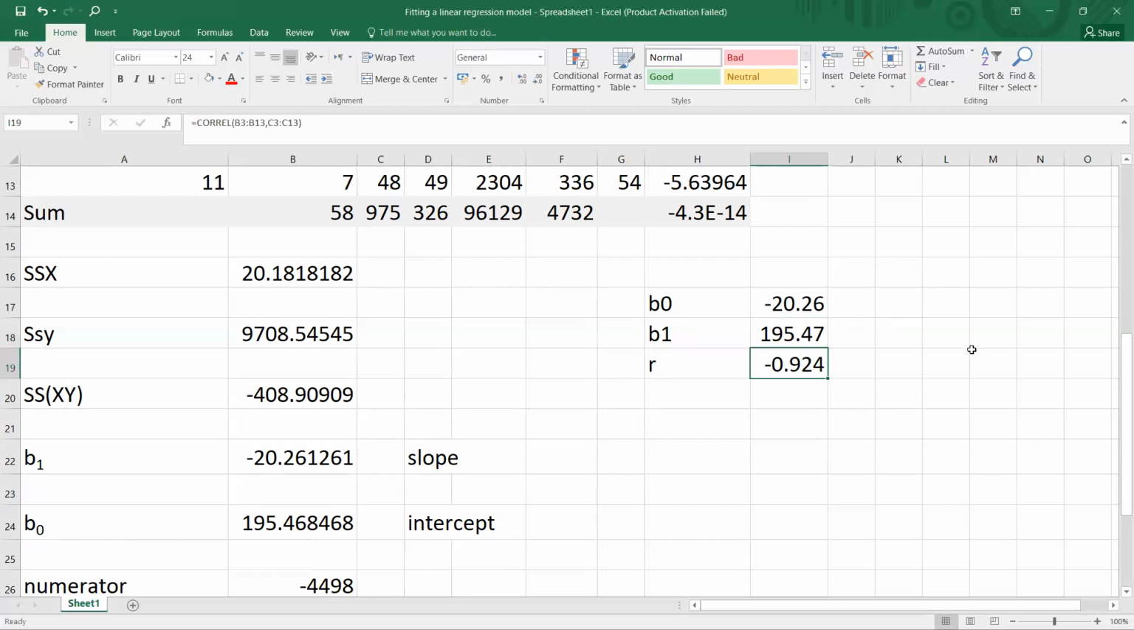And what the correlation is indicating: negative correlation indicates a downward slope, and this is basically a very strong negative correlation. It means the prediction of price with the help of the age of the car is more accurate. That's all for this lecture.